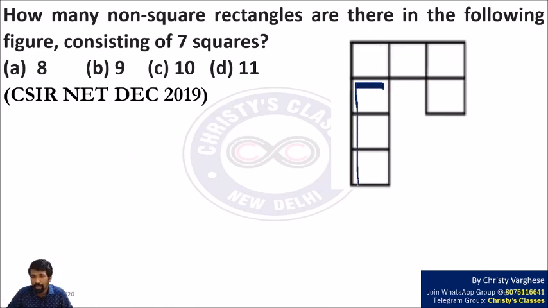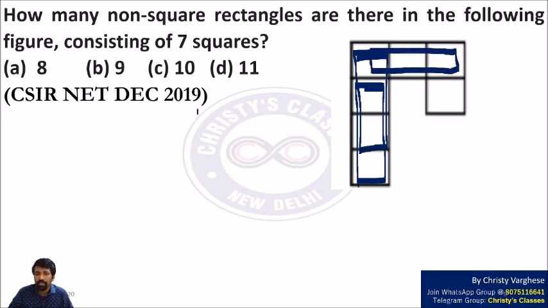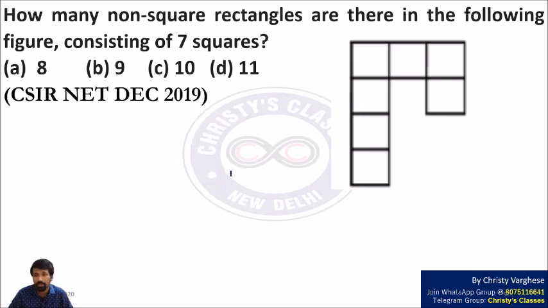Now there are more. 3 by 1 rectangles are there. This is a 3 by 1 rectangle. This is another 3 by 1 rectangle. This is another 3 by 1 rectangle. So 6 plus 3, 9 rectangles we already counted.